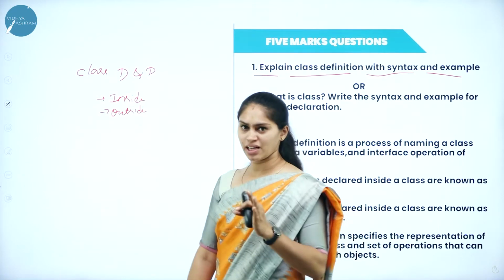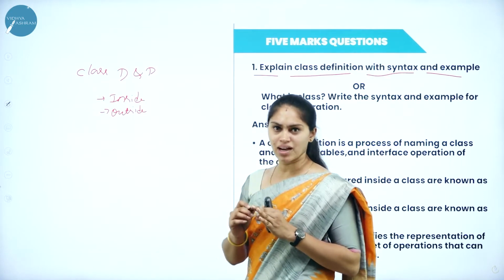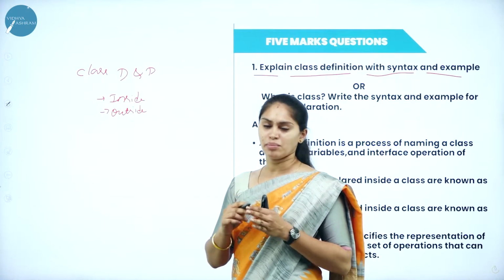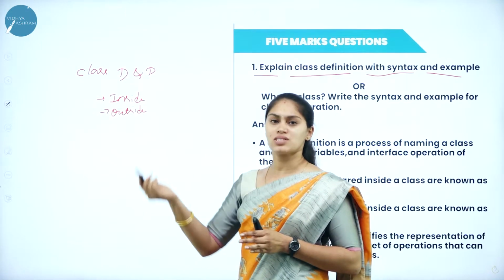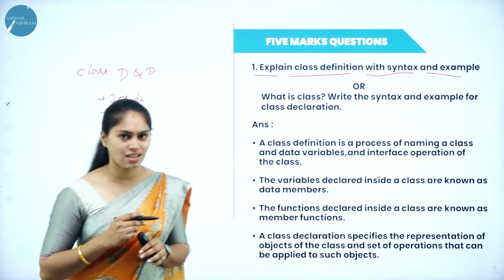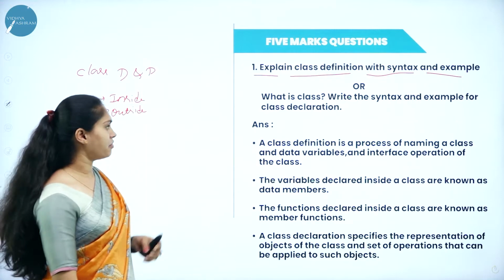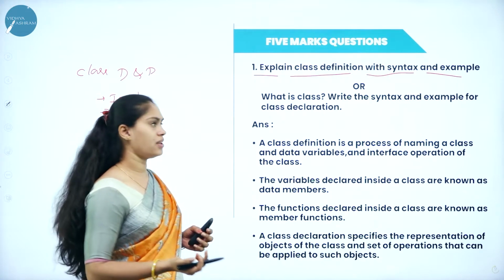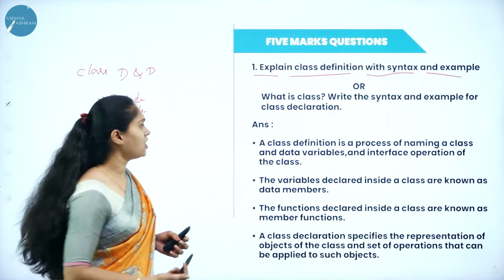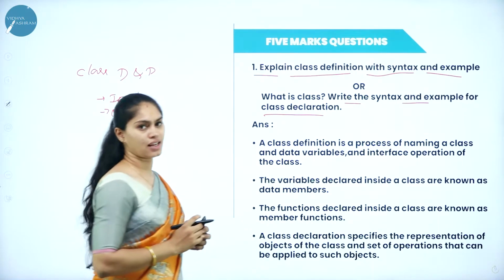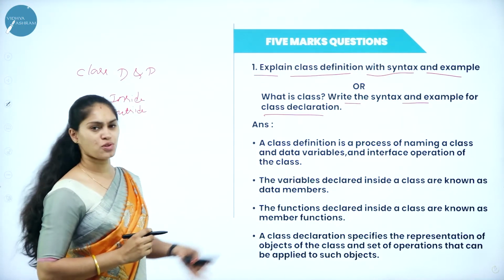These are the only possibilities of getting a 5 mark question from this chapter. So, only 3 important questions are there in the 5 marks. One is class declaration and definition, and whether we have a member function either inside the class or outside the class definition. That is what you have to learn along with the syntax and example. We'll see the first question here. Explain the class definition with a syntax and example, or else it can be a question like, what is a class? Write the syntax and example for class declaration. So then, how are we supposed to write this?